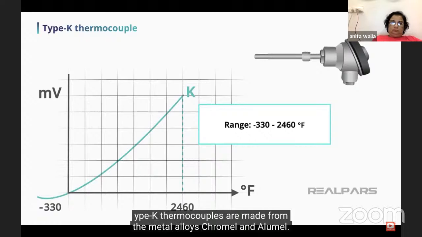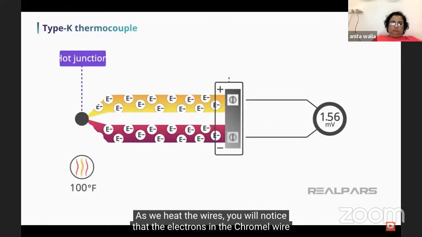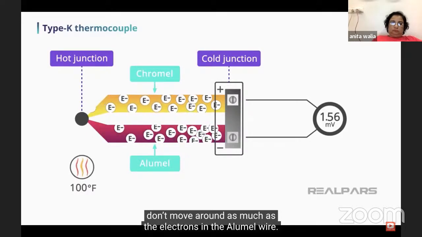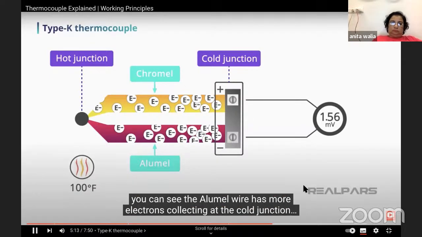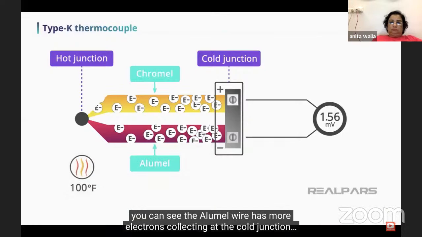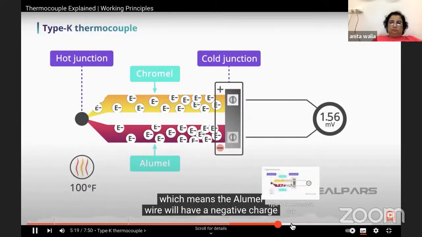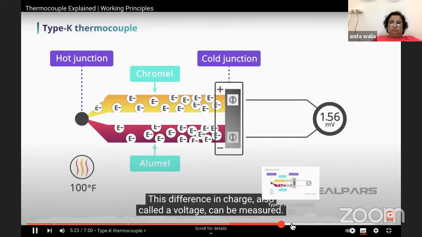Type K thermocouples are made from the metal alloys chromel and alumel. As we heat the wires, you will notice that the electrons in the chromel wire don't move around as much as the electrons in the alumel wire. Over a very short period of time, you can see the alumel wire has more electrons collecting at the cold junction, the cooler end, which means the alumel wire will have a negative charge compared to the chromel wire. This difference in charge, also called the voltage, can be measured.